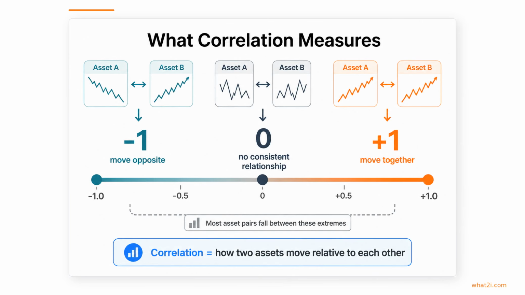Correlation measures how two assets move relative to each other, not whether either asset is good or bad. On the scale, +1 means they move together, 0 means there's no reliable pattern, and -1 means they move in opposite directions. Most real investments land somewhere between those extremes, which is what makes correlation useful when comparing how assets may behave together in a portfolio.